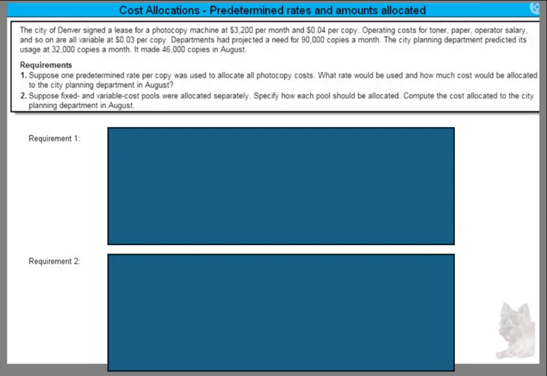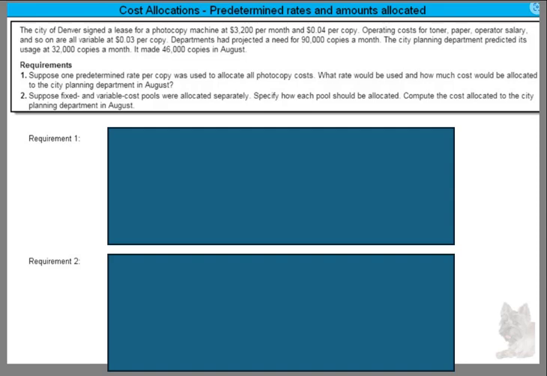The city of Denver signed a lease for a photocopy machine at $3,200 per month and 4 cents per copy. Operating costs for toner, paper, operator salary, and so on are all variable at 3 cents per copy. Departments had projected a need for 90,000 copies a month. The city planning department predicted its usage would be 32,000 copies a month, and it made 46,000 copies in August.